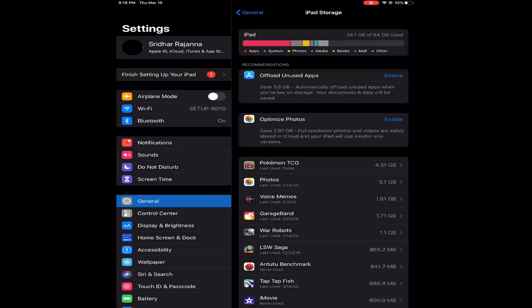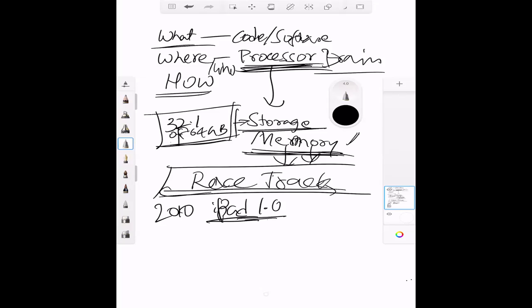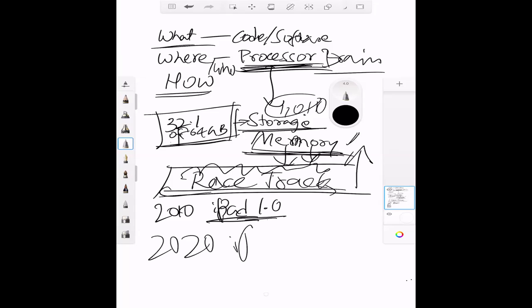There are not that many photos on this iPad, but on my iPhone, probably the most space is occupied by my photos and videos. Where is it sitting? It's sitting in the storage. The code, ones and zeros, were sitting in your storage. Then it wakes up by the processor and it runs on the racetrack. The racetrack is memory. And modern iPads, 2010's iPad versus 2020's iPad Air, the one that I'm using right now, which I bought in 2019 Thanksgiving, is obviously much faster because of its memory.